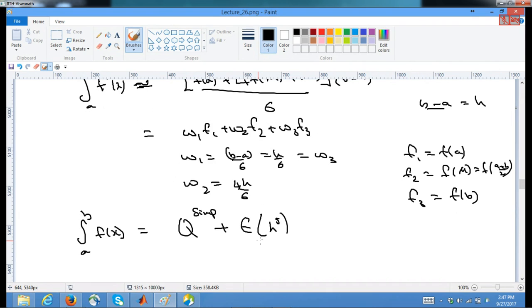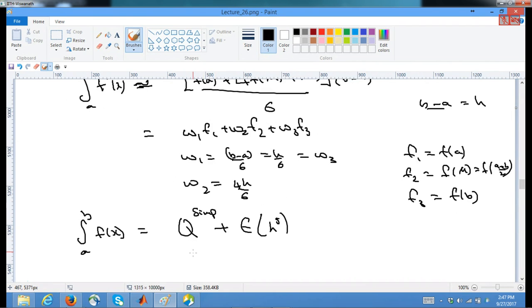The Simpson rule is quite lucky that we could get it in this manner, but even though this uses only three points, up to a fourth degree polynomial, this could integrate it exactly. That's what it would say.